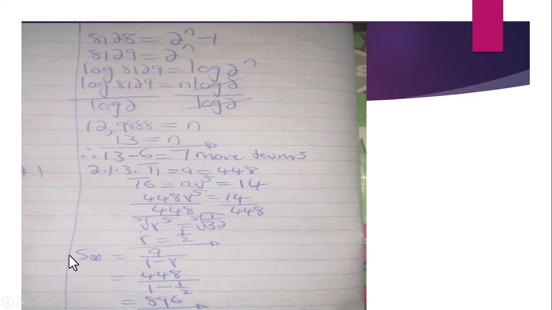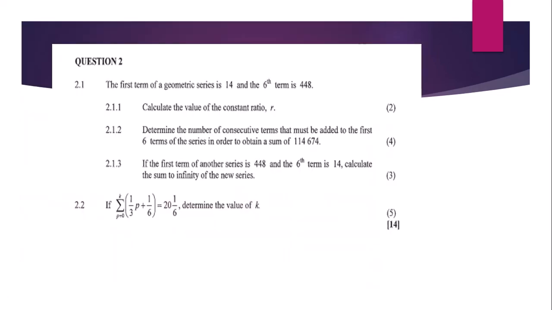And then remember, sum to infinity equals a divided by 1 minus r. And you ask me, why did you use this geometric sequence formula? Because only the sum to infinity is calculated using a geometric sequence. That's why I have used this formula in order to find the value of r. And then sum to infinity equals a divided by 1 minus r. You have your a, 448, over 1 minus 1/2. You will get 896 as the sum to infinity.